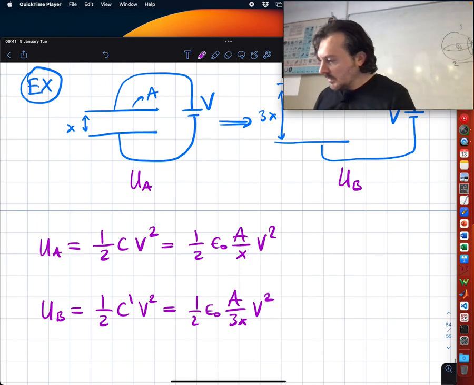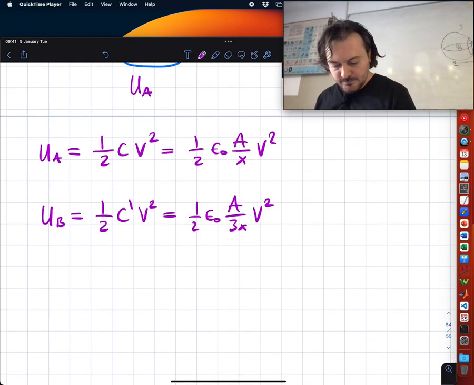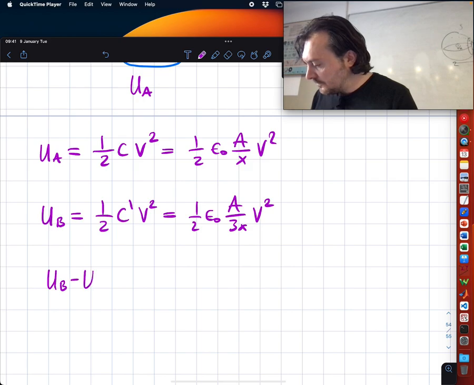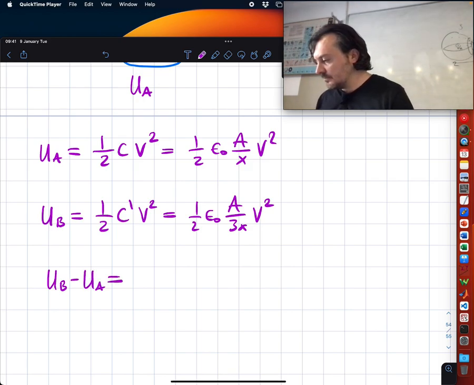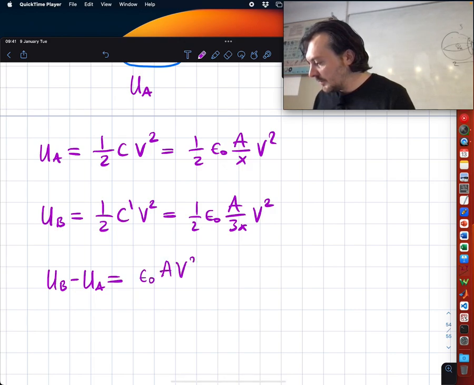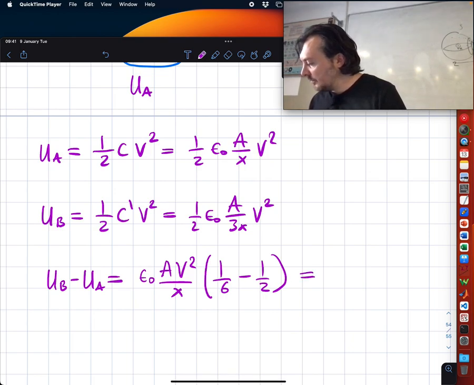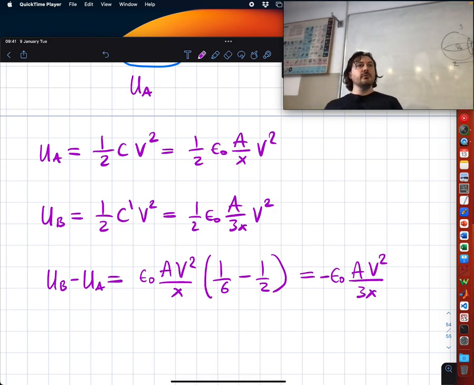Good. Now this is UA and UB. And what is UB minus UA? It's epsilon 0 A V squared over X times 1 over 6 minus 1 over 2, which is 1 over 3, but with a negative sign. So UB minus UA is epsilon 0 A V squared over 3X with a negative sign. So far, so good. Did you follow this?